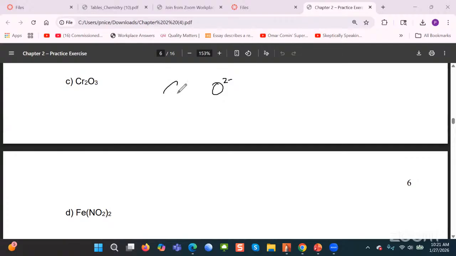And as somebody correctly said, the chromium here would be of the form chromium 3, because in order for you to get these numbers here, you'd have to multiply this by 2, this by 3. When they come together, you're going to get Cr2O3. So therefore, the name of this compound would be chromium 3 oxide. All right? So that's the name of that compound.